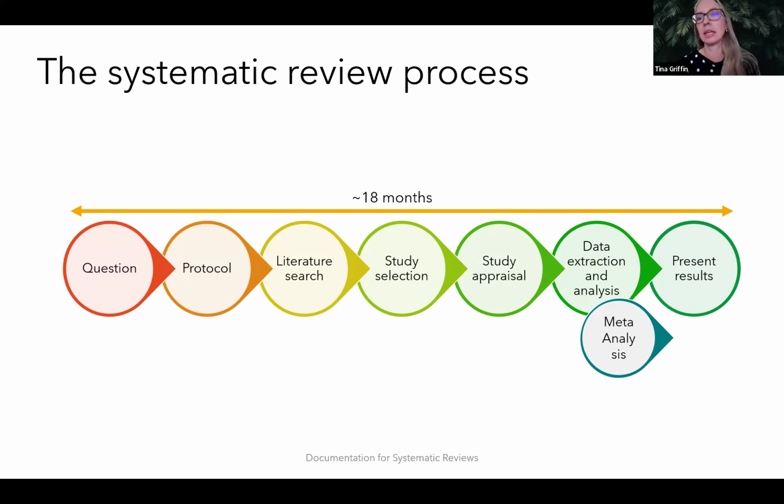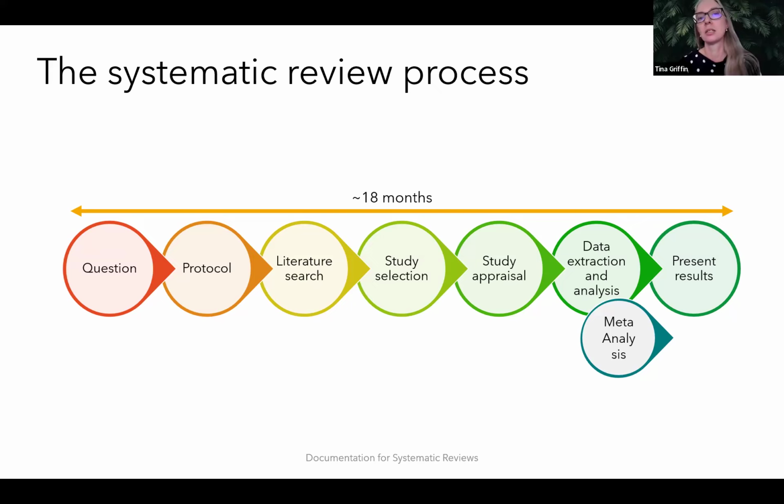Meta-analyses are only done within the context of a systematic review. They are never done outside of a systematic review. Now, that's not to say that you can't do other types of review and have quantifiable outputs, but those are not meta-analyses.